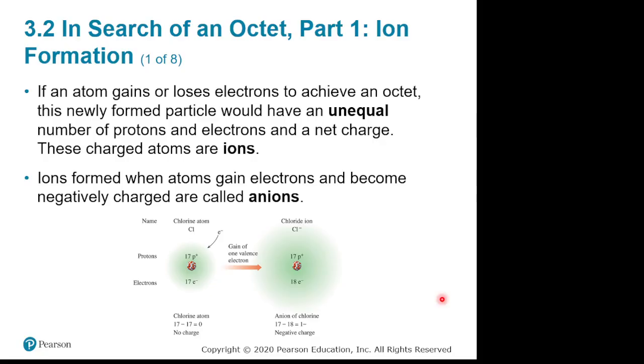If an atom gains or loses electrons to achieve an octet, the newly formed particle is going to have unequal numbers of protons and electrons. Remember, protons are in the nucleus. They're not going anywhere. If you change the number of protons, you actually change the element, don't you? So you can't have a carbon that has a different number of protons. You can have different numbers of neutrons, not protons.